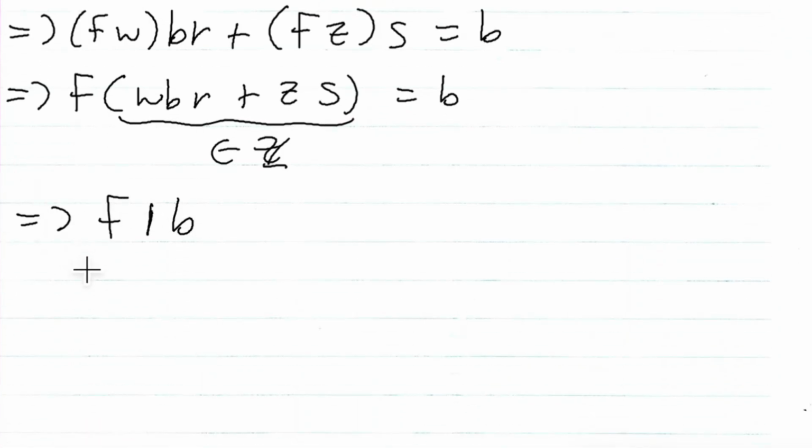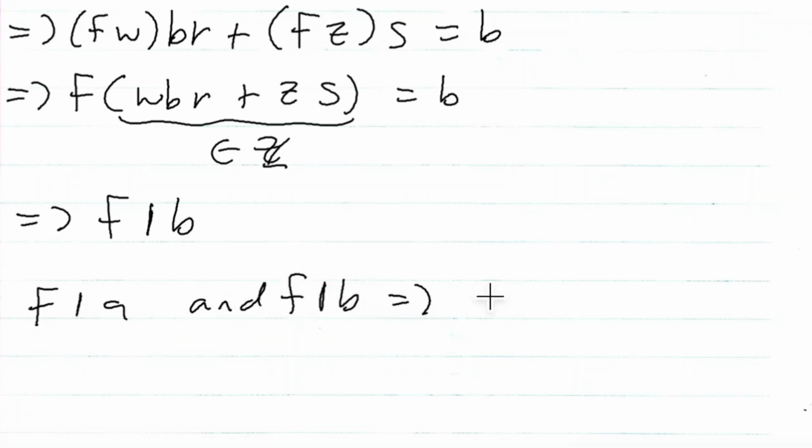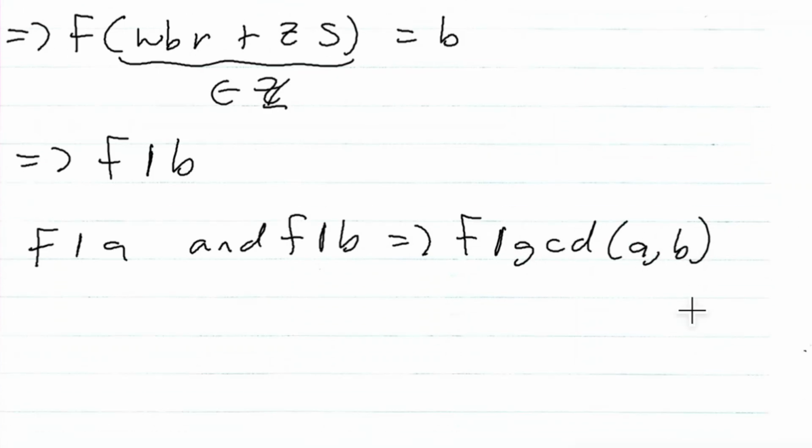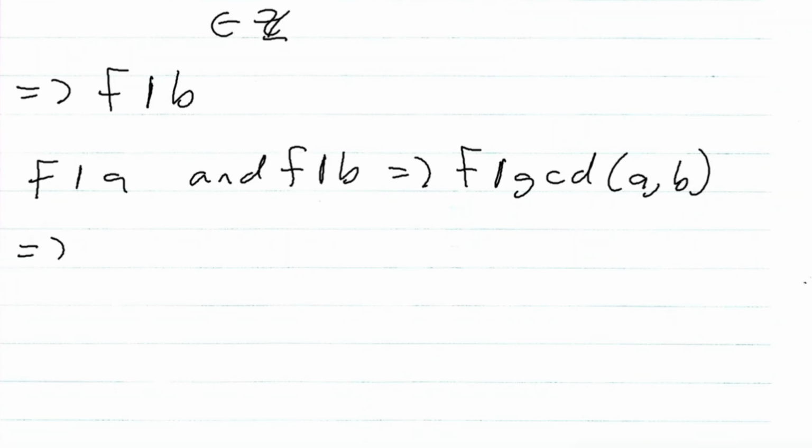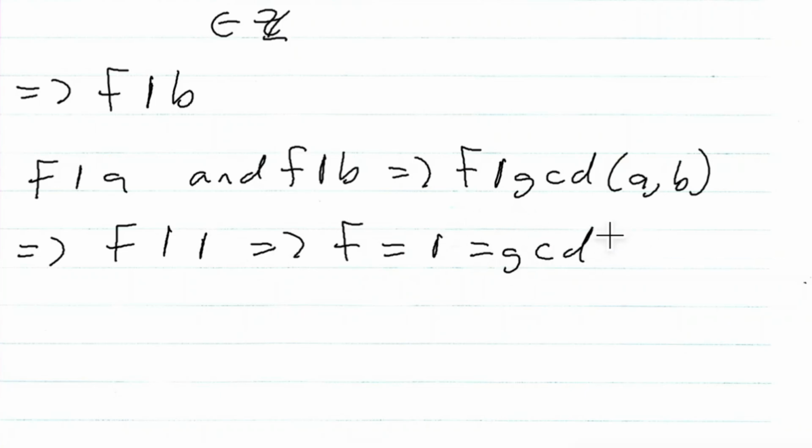So now I have f divides a and f divides b. So this implies that f divides the GCD of a and b. So this means, of course, that f divides 1, and then this means that f must be equal to 1, which is equal to the GCD of a squared and b squared.